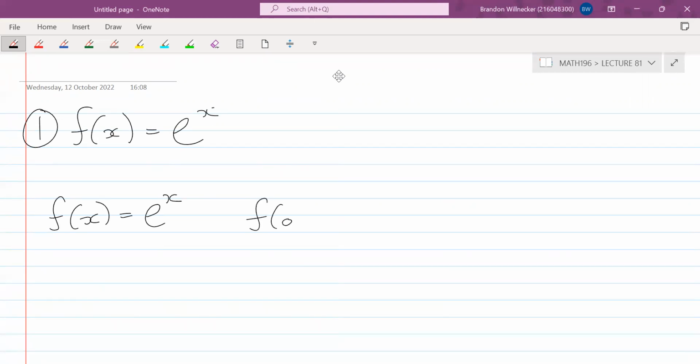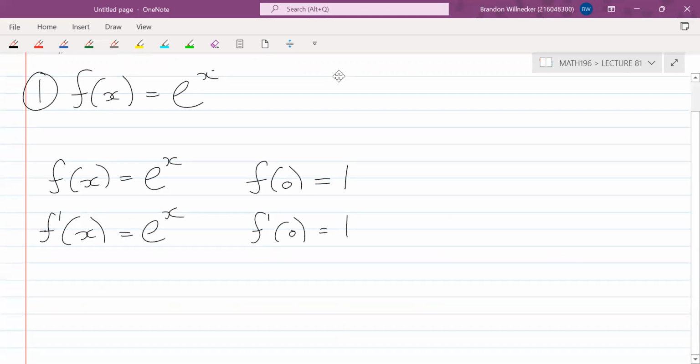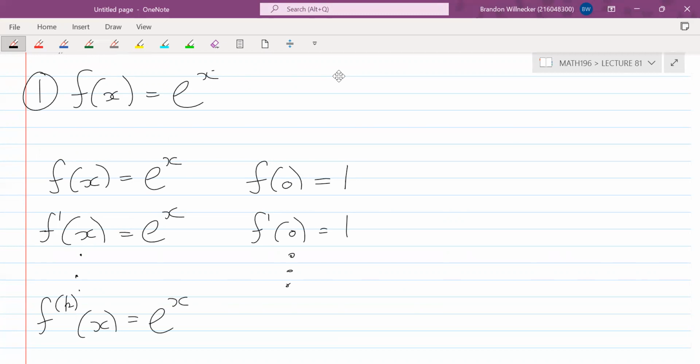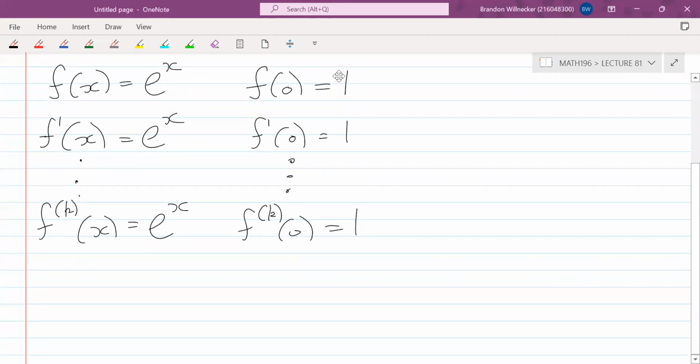So f at 0, or the 0th derivative at 0, is going to be 1. Let's find the first derivative. That's going to be e to the x. The first derivative at 0, that's going to be 1. And this just continues exactly the same. So the kth derivative of this function is, again, e to the x. And the kth derivative evaluated at 0 is still 1. So all of those terms are going to be 1, which makes it very easy to write out this expression.